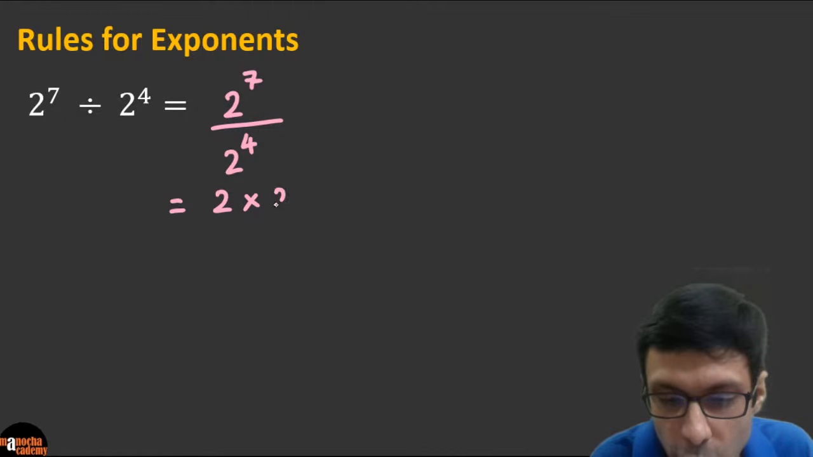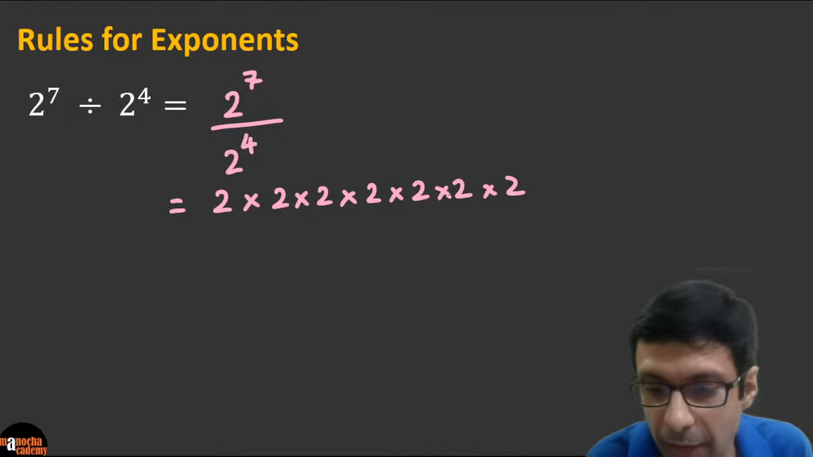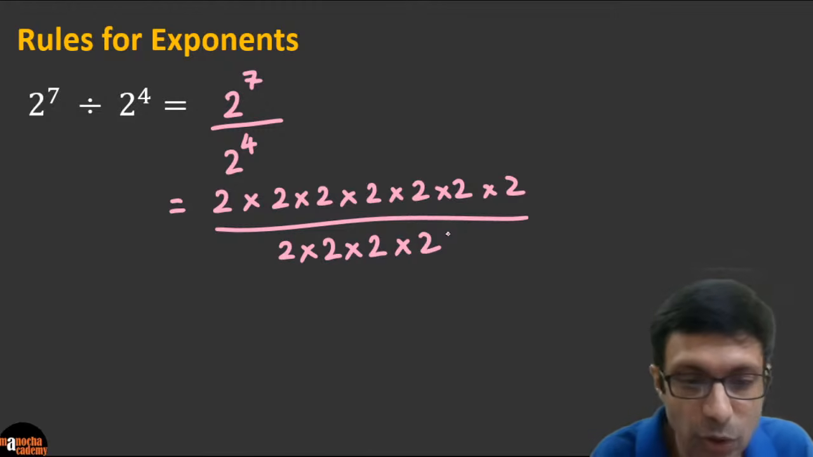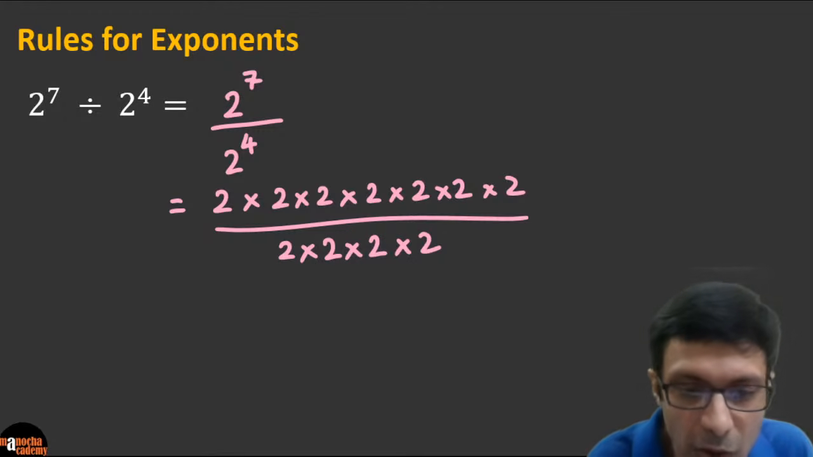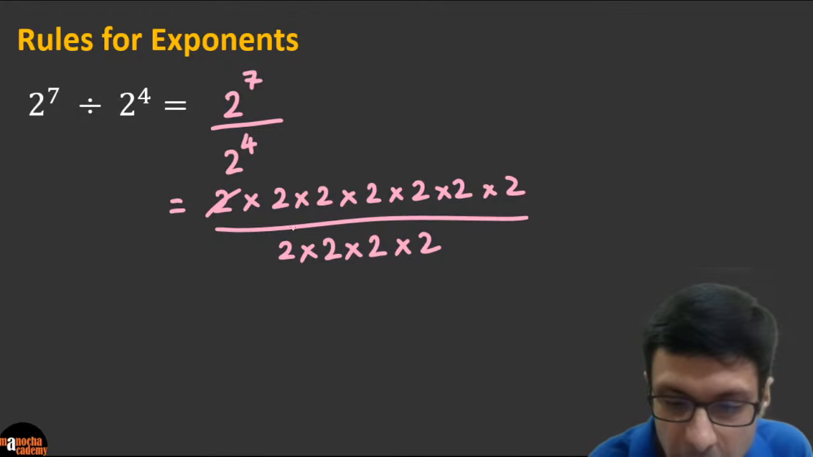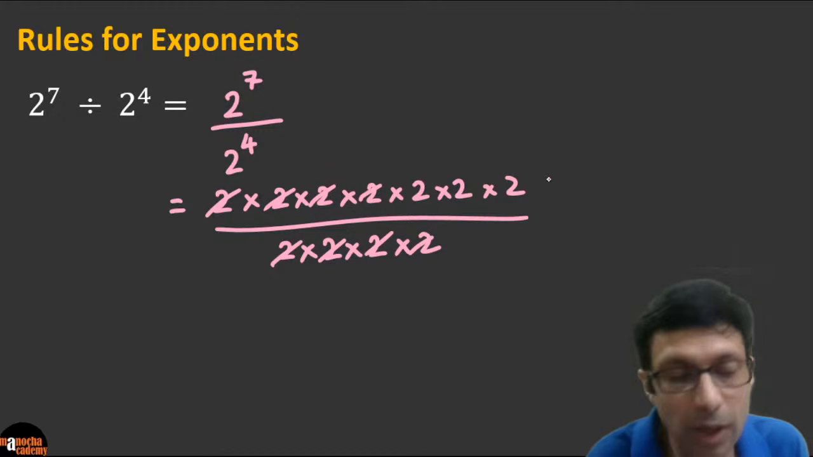So we have 2 into 2, 7 times, right? So 3, 4, 5, 6, 7. Do I have 7 there? 1, 2, 3, 4, 5, 6, 7. Yeah. Divided by 4 times here, right? And can you see stuff is going to get cancelled here? So can you see, guys, that these 2's will get cancelled, right? And how many 2's are we left with?